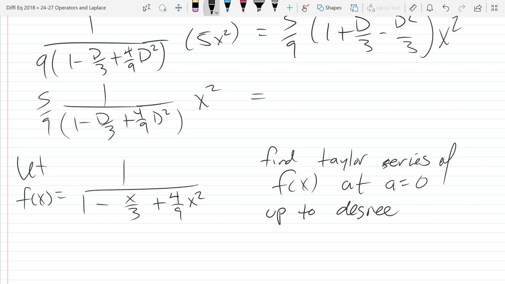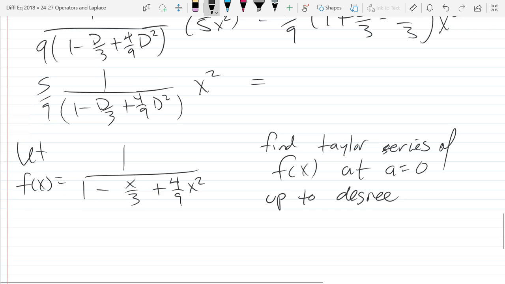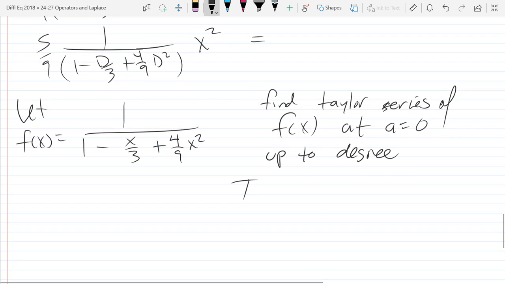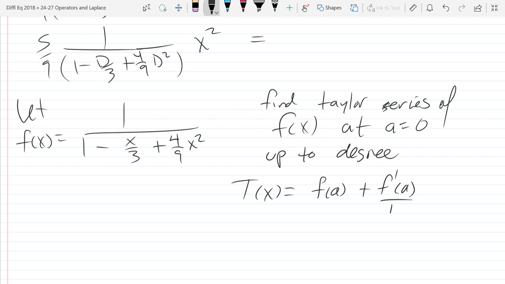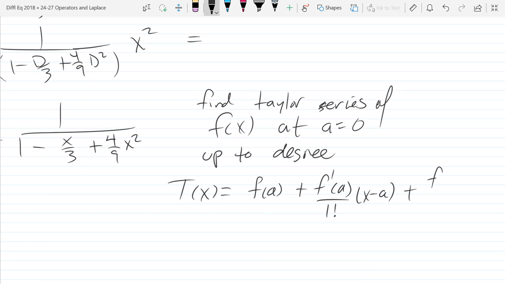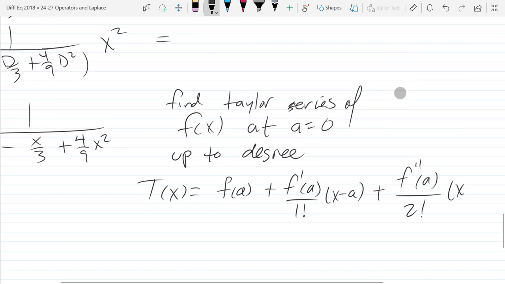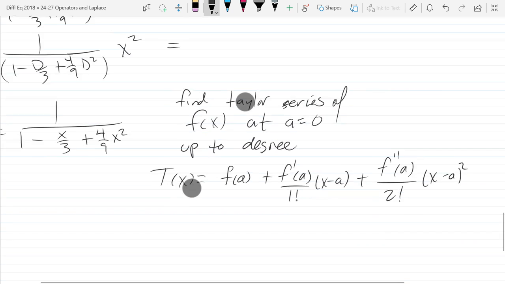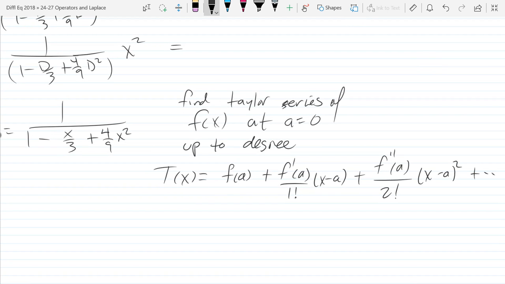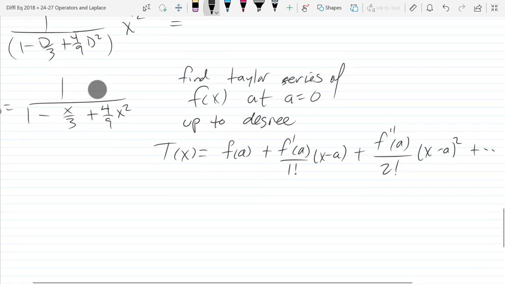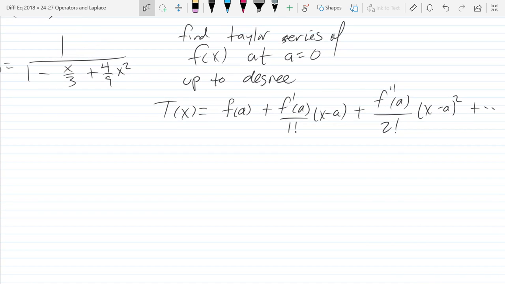So hopefully you remember Taylor series expansion. If you don't, Taylor is f of a plus f prime a over 1 factorial times x minus a to the first plus f double prime a over 2 factorial times x minus a squared. There are more terms, but we're only going to go this far. So that should be something you hopefully remember.